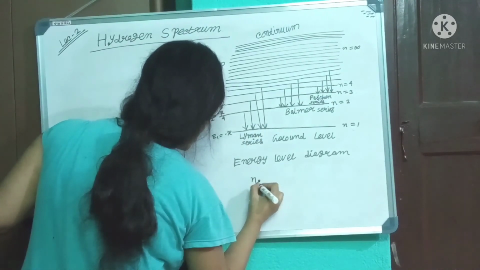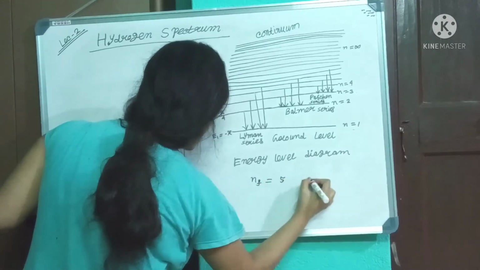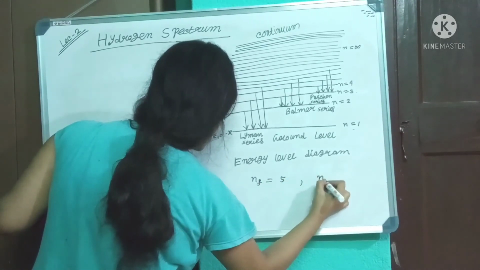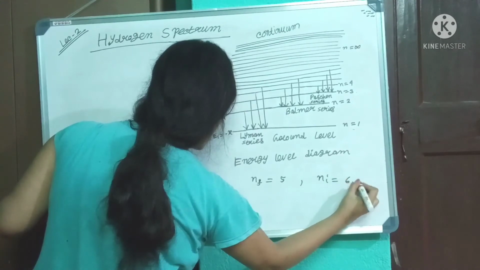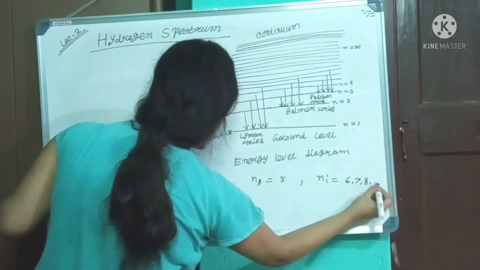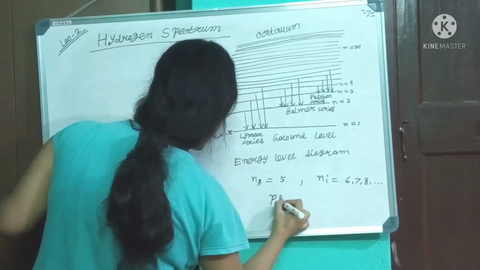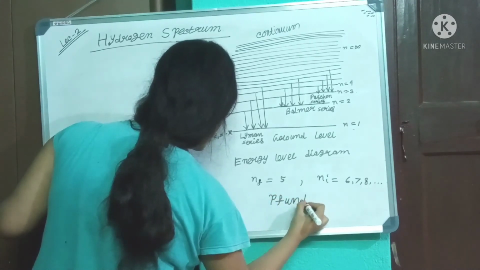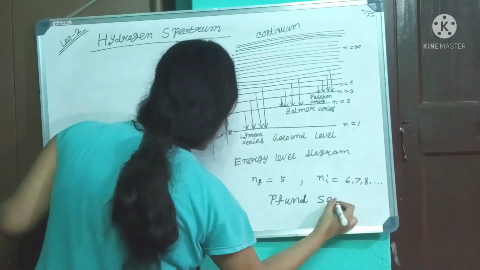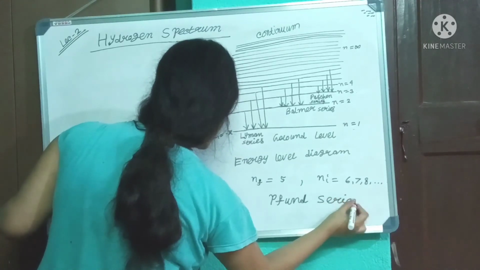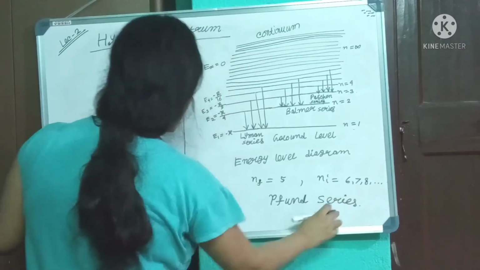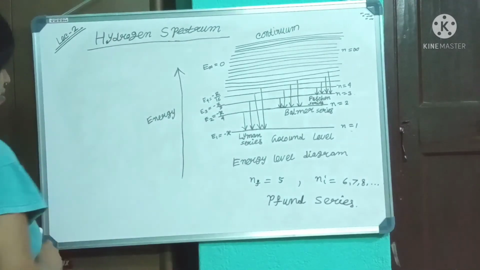Now for nf equals 5, whenever the electron makes a transition from any higher state to the nf equals 5 state, we get the Pfund series. So here nf equals 5 and ni can take values from 6: 6, 7, 8 and any higher values.